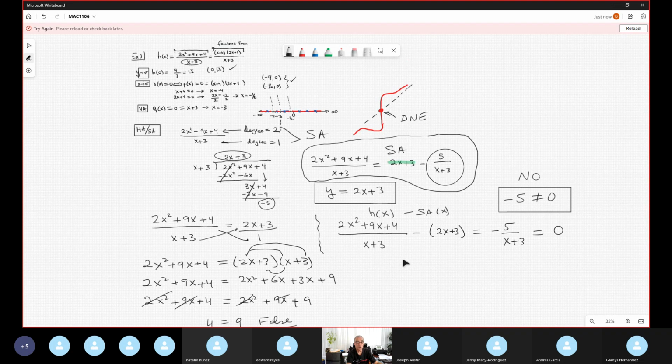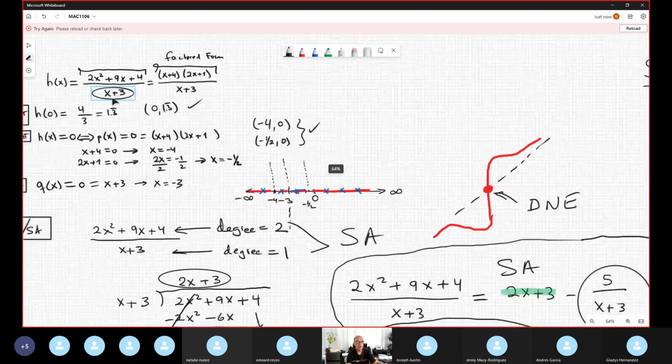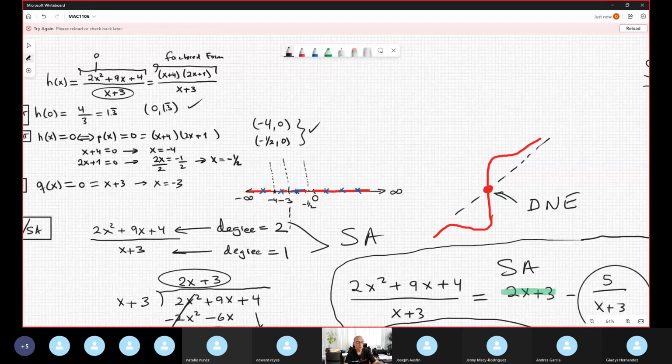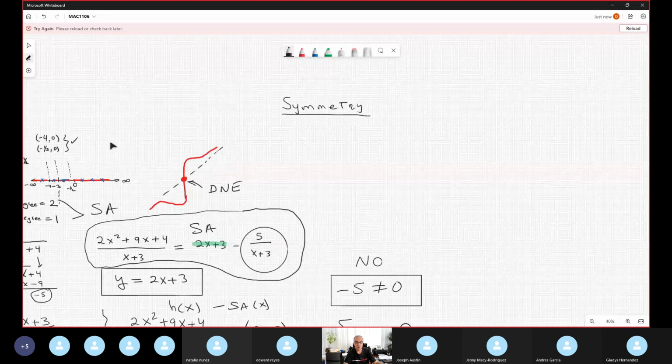Entonces, we go to the symmetry idea. Symmetry idea, I am doing it too fast because I know the shortcut of the even odd. Look, we have here a combination: even, odd, even, and odd. It's obvious that it is neither. No symmetry. Entonces, no symmetry. No problem.